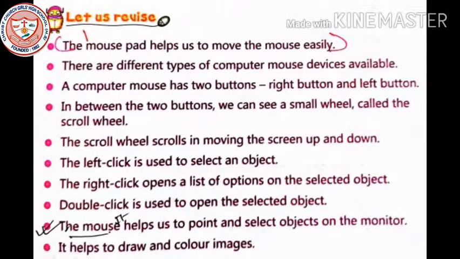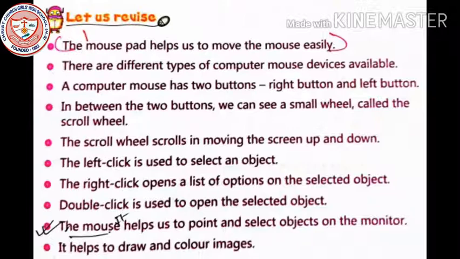So let's begin the chapter with some recapitulations, so that we can recall everything and there will be no mistake in understanding any portion in the chapter. So let's recapitulate first. First of all, we are going to revise about the mouse.